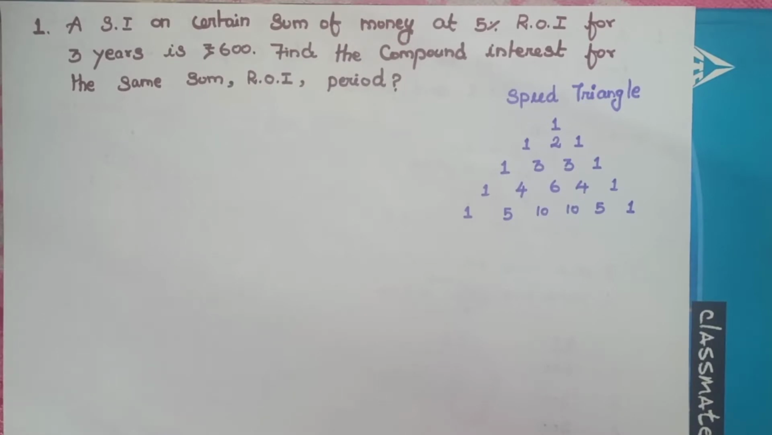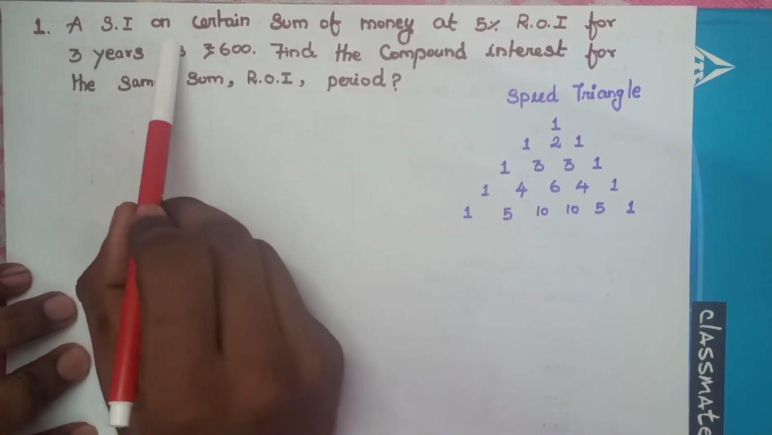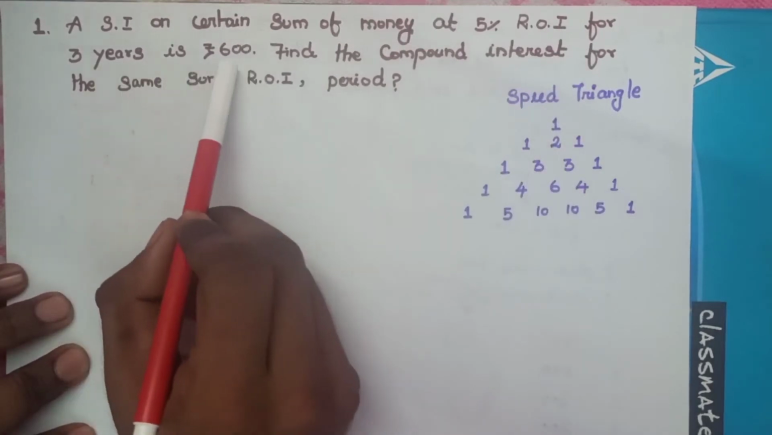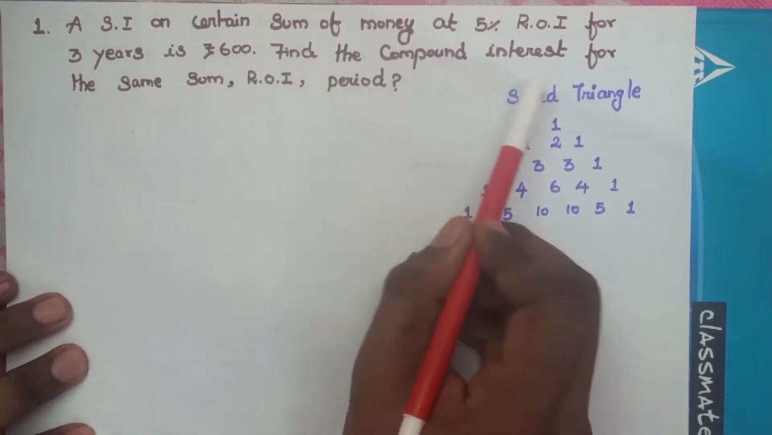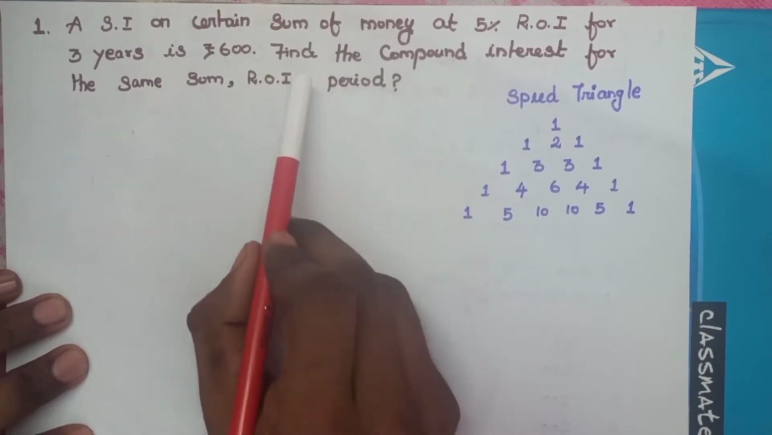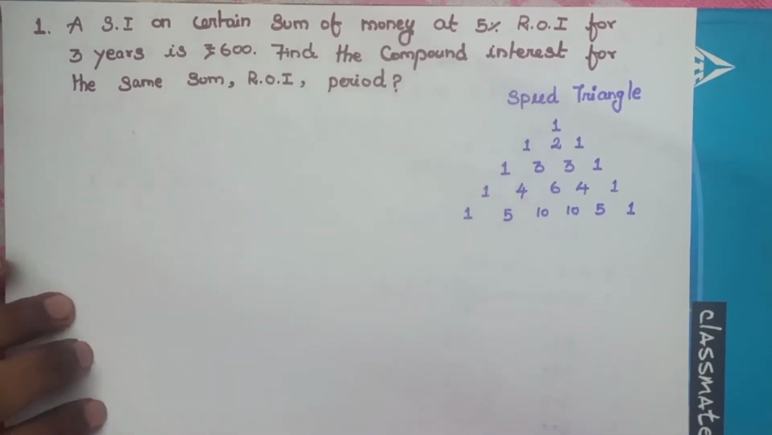Let me continue part 2 of simple interest and compound interest. In this part, we will see how to solve the problem using a shortcut method. The first question: simple interest on a certain sum of money at 5% rate of interest for 3 years is rupees 600. Find the compound interest for the same sum, rate of interest and period. What will they ask? Compound interest, right?